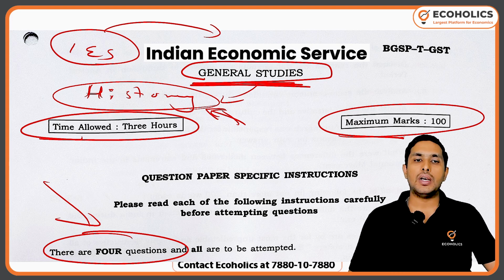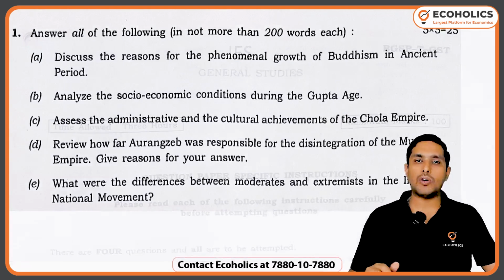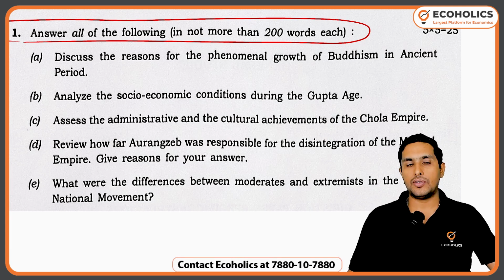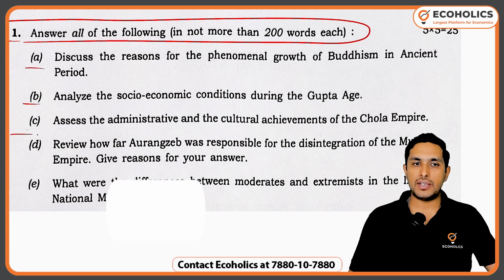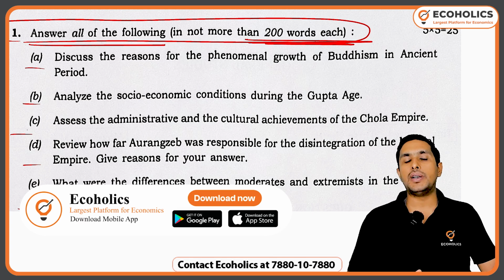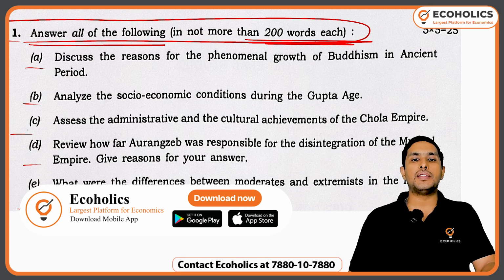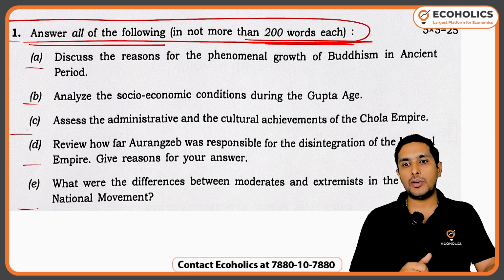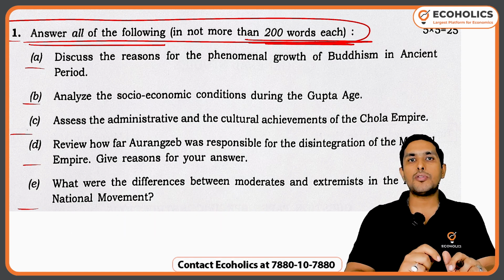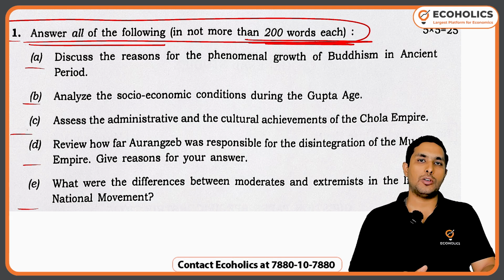So in total, we had 1 question from history, like always, and this question number 1 had 5 subparts. So we have, you can see, 5 questions. You have to answer all the following questions in 200 words each. And the best part about this year's paper, that is 2025 IES paper, was that all the prominent themes were touched by UPSC once again.